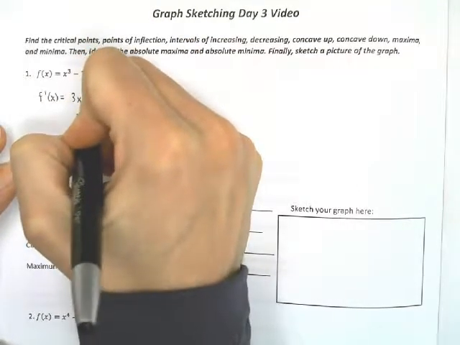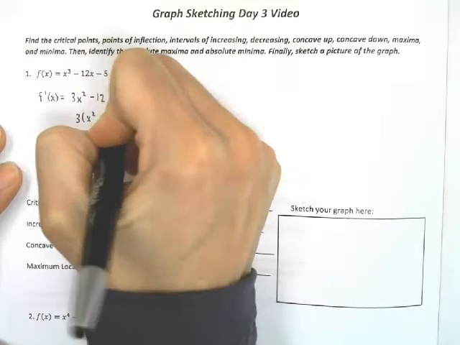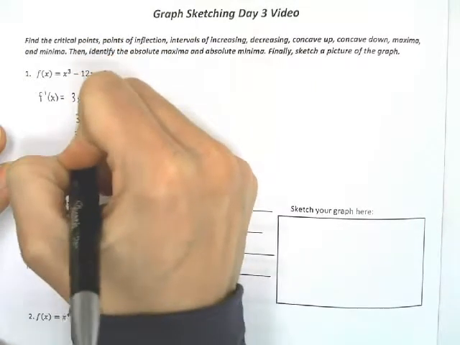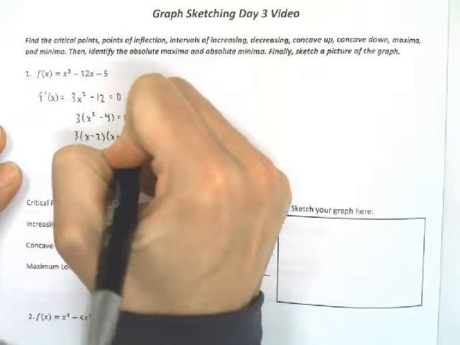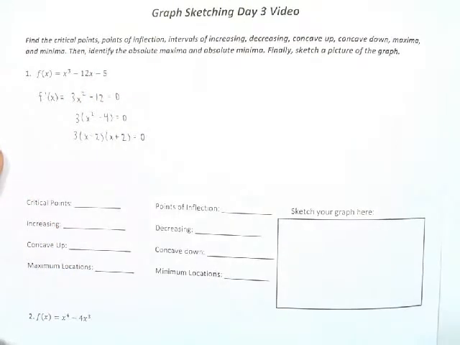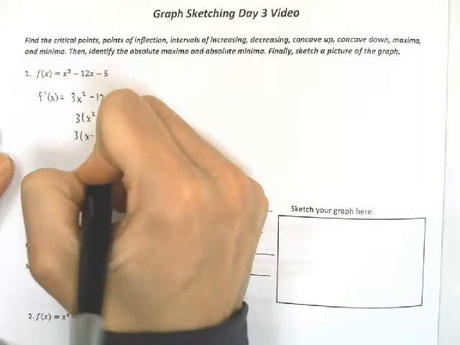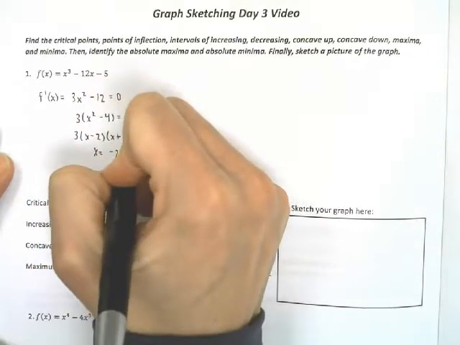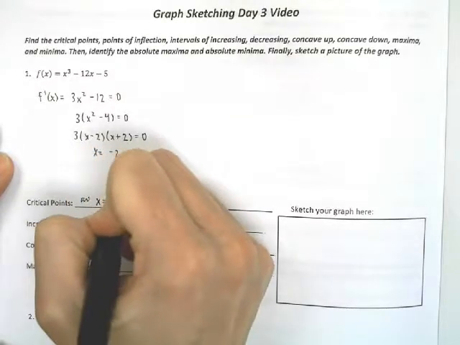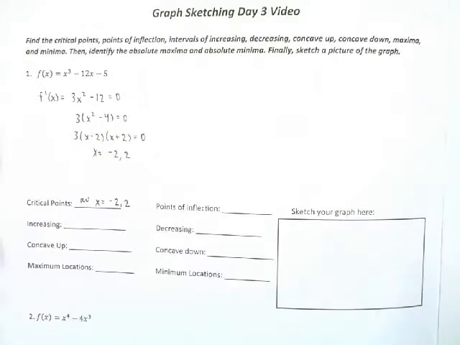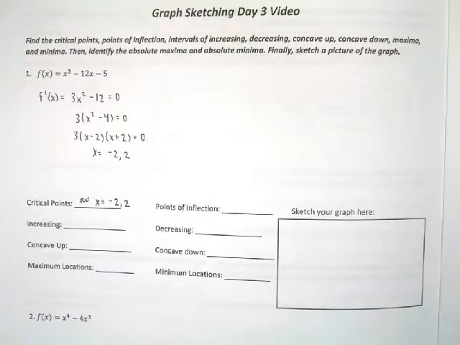And so if I factor out a 3, I've got x squared minus 4. And then I like putting it in its fully factored form because it helps me later when I go to test my intervals. Okay, so I can see now that my critical points are at -2 and 2. So I've got x equals -2 and 2. I'm going to hold off on my table for a little bit here.